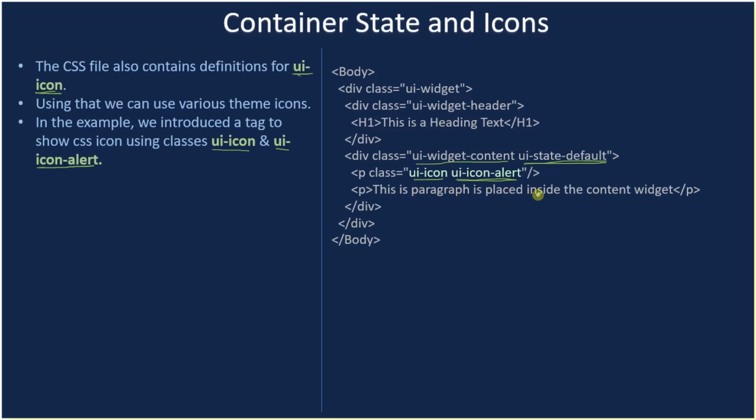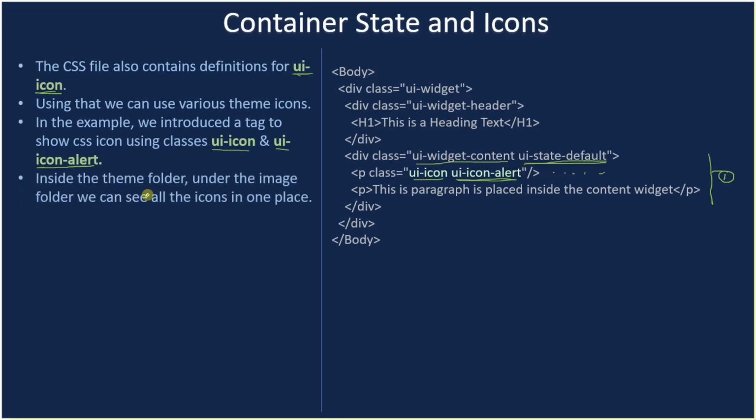Next we have this paragraph. So this is a simple paragraph. For the first div parent, which is a content container, here we are introducing one more paragraph to experiment with the UI icon and UI icon alert.